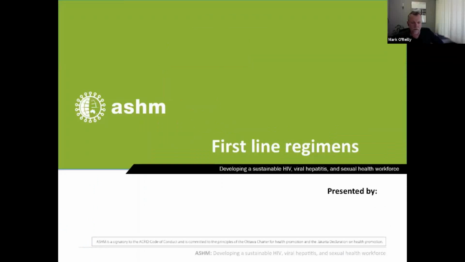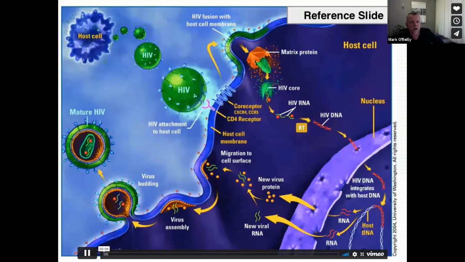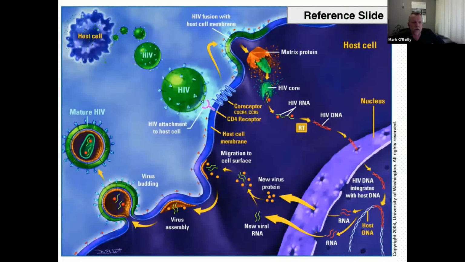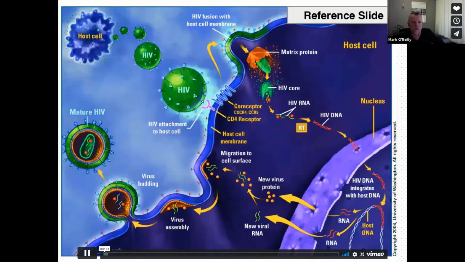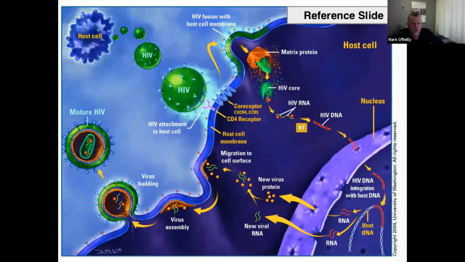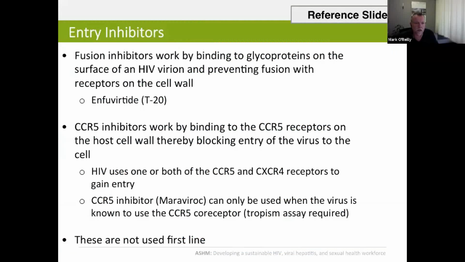So the second part of today's talk looks at first-line regimens. I include this only for reference. You've already done the online learning module, no doubt, and you will have seen the animation that looks at the HIV viral life cycle. And I think it's important not only because it shows the viral life cycle, but it also shows the steps within the viral life cycle where each of the antiretroviral drug classes actually works. The following slides explain each of the drug classes and where they work also.